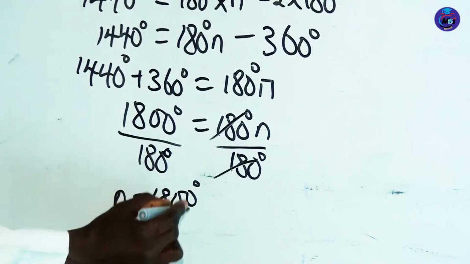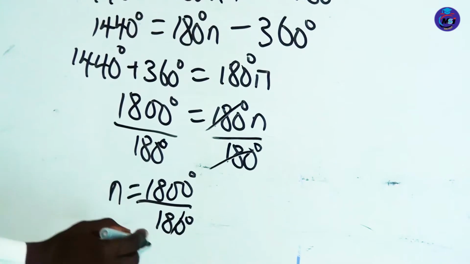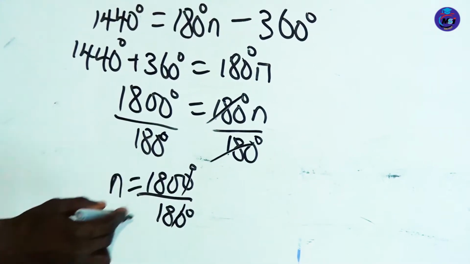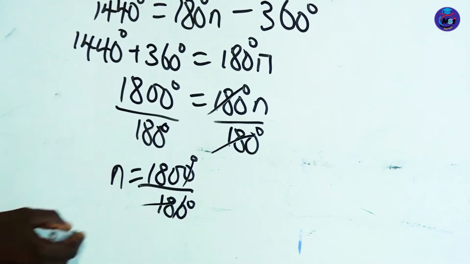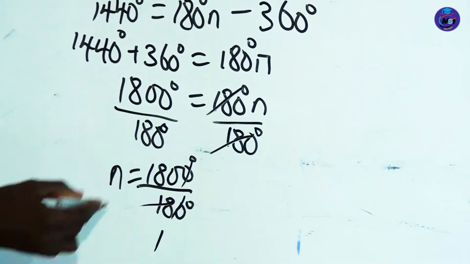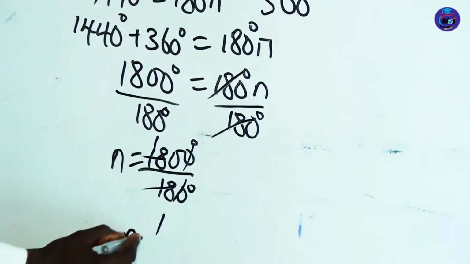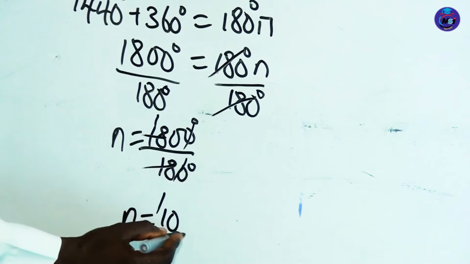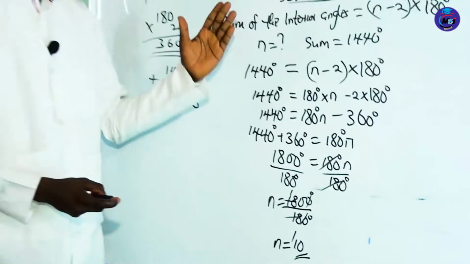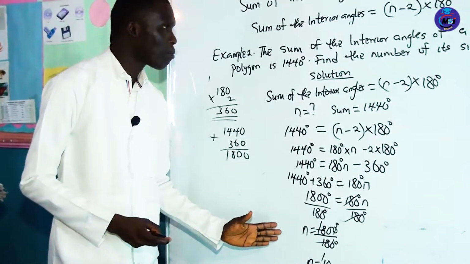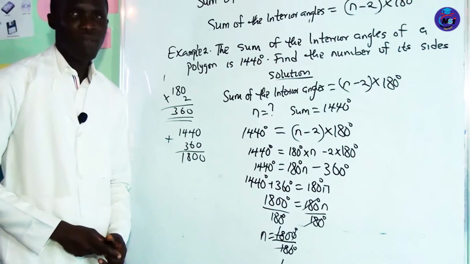So n will give us 1800 degrees divided by 180 degrees. 0 we cancel 0. Remain 180 all over 18. 18 in 18, 1. 18 in 18, 1. So n will give us what? 10. So the number of sides of this polygon is 10. So I believe you are following me.